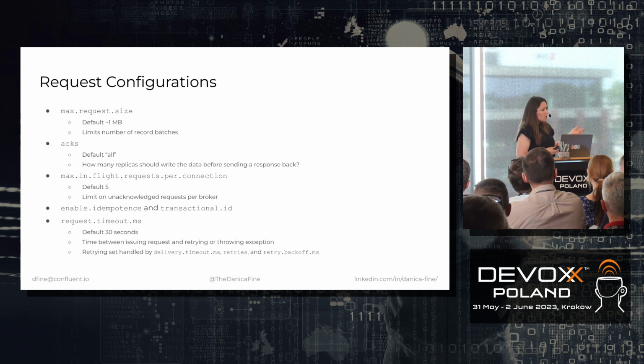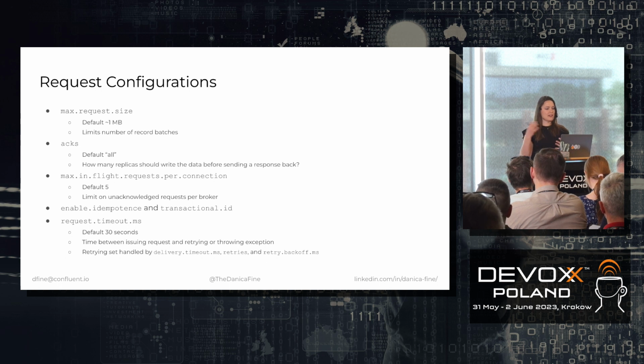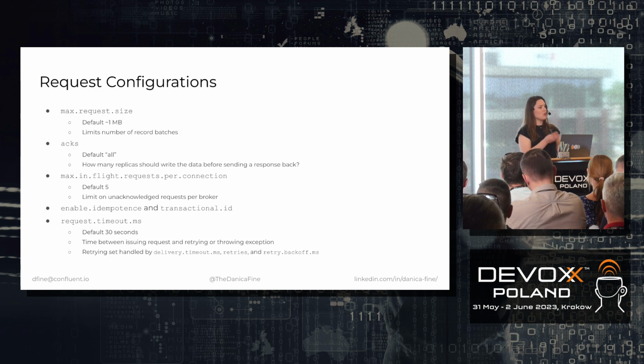Another important duo of configurations at this point is enable.idempotence and transactional ID. So when idempotence is enabled, that's going to enforce that acks is all, our retries, if we want to retry sending data, is set to greater than 1, and our max in-flight requests per connection is 1. So for an individual producer session, we are ensuring idempotence of that data. Okay, if we go down for any reason, we're going to know that we can retry, or if we don't receive a response back.